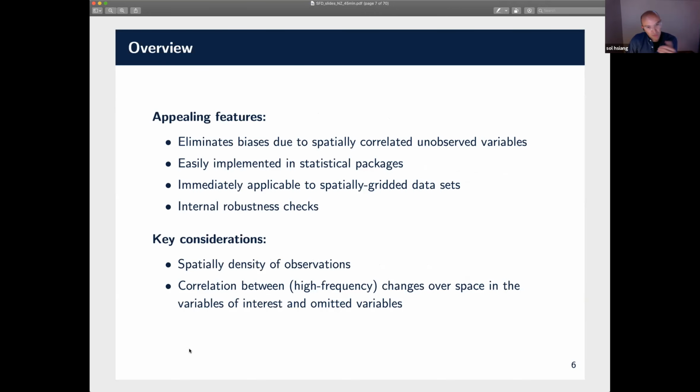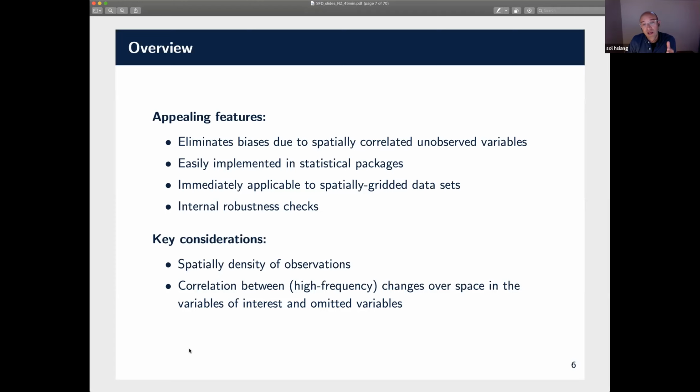So, the key features that make this approach appealing are that it eliminates a large number of omitted variable biases for variables that we don't actually observe in the data. Another key benefit is it's super easy to implement for a lot of different data classes. Part of the reason is that, as I'll show you, you can use standard time series operations on your data. You just trick the software into thinking that space is time. And then you can do everything as if you would have done it in time series.